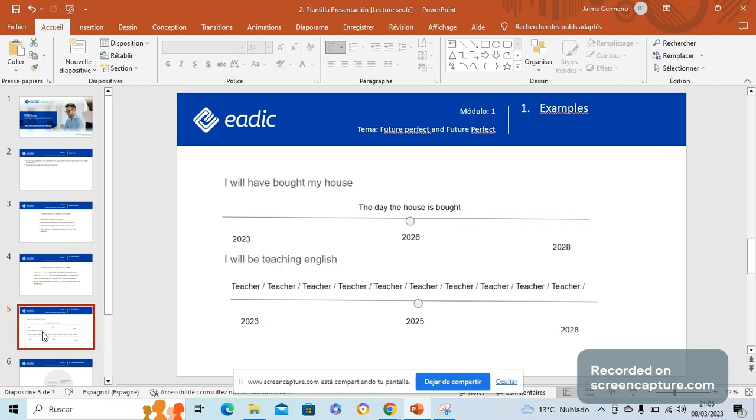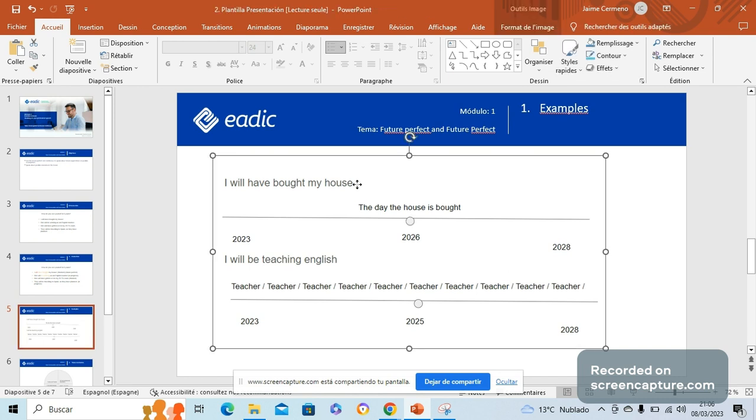To understand a little bit better, I have here a timeline that we can use. Here we have "I will have bought my house." I decide that in 2023, I am in my normal life. In 2026, yes, the day that I bought the house. So between 2023 and 2028, something specific happened, and that is really important to understand with future perfect. It is something specific, something that has a specific date. We use it when something is finished and specific.